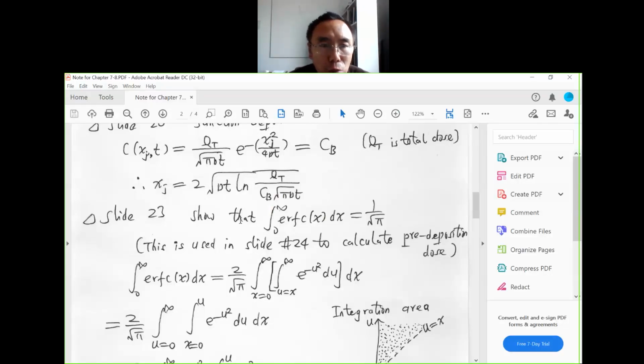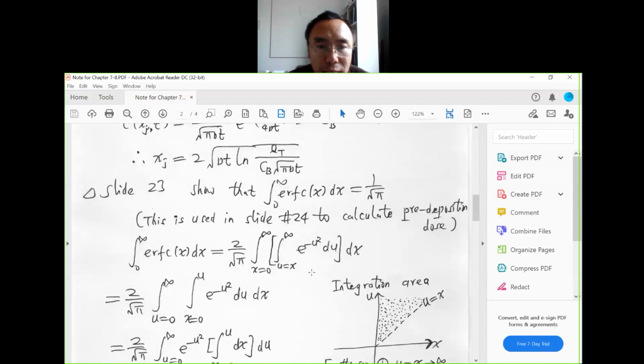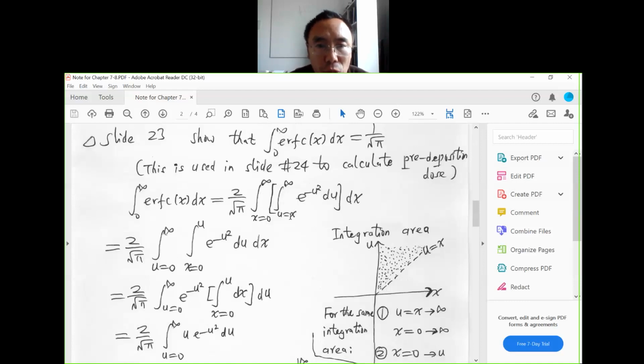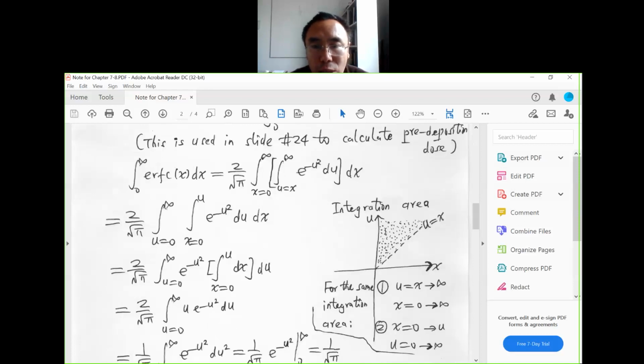So we want to show that the integration of the complementary area function is equal to 1 over square root of pi. By definition, the complementary area function is given by the integral from u equal to x to infinity of e to the minus u squared du. So u is from x to infinity and x from 0 to infinity, which corresponds to this shaded area. We can represent the same shaded area by the second form.